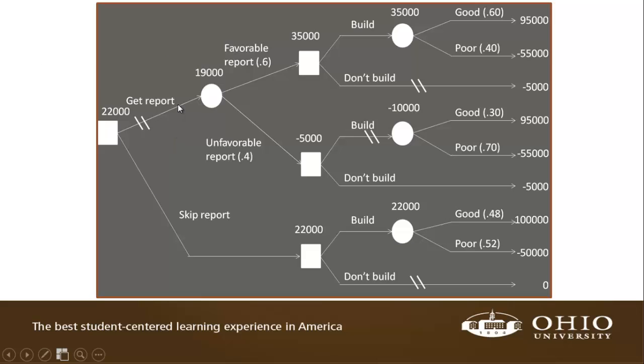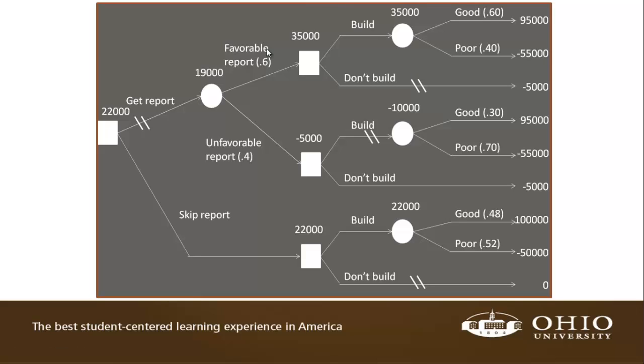If the property owner chooses to buy the report, we have an event or a state of nature, and that event is that the report will either come back favorable or unfavorable. In either one of those situations, the property owner must make the decision to either build or not build. If the decision is to build, then we have another event or state of nature, and that would be whether or not the results are good or poor, whether the property owner would have a good year or a bad year.